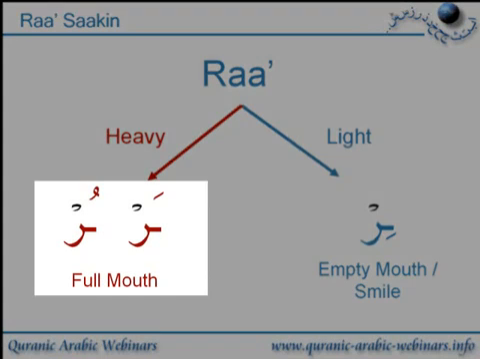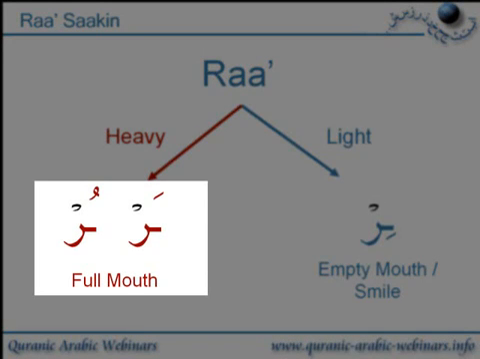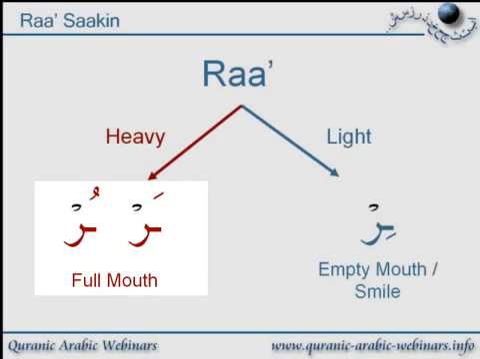Now, if the preceding letter to the Ra Saakin is either a fatha or a dhamma, then it's going to be full mouth. So we have ar. You cannot say ar. You say ar. And then ur. Okay, so both of those are full mouth. So these look almost the same as the previous rules, because in the previous rule it was when the Ra carries the kasra, it was empty mouth, and when it carries the fatha or the dhamma, then it's full mouth. So this is with the Saakin.